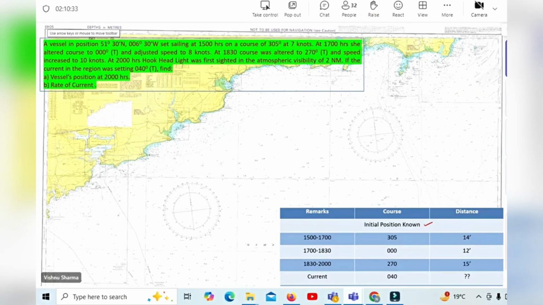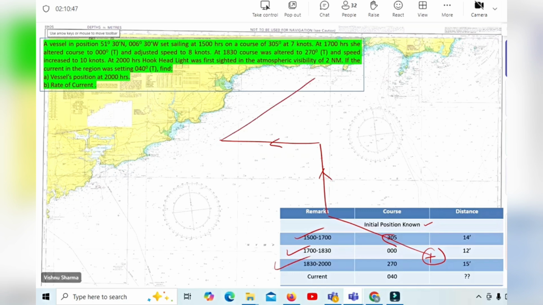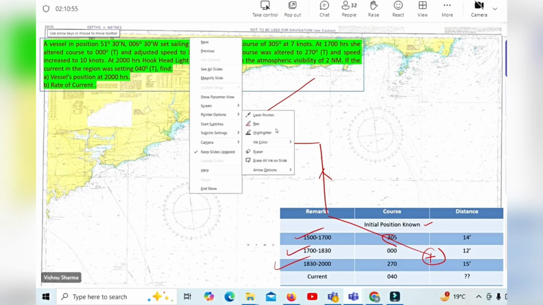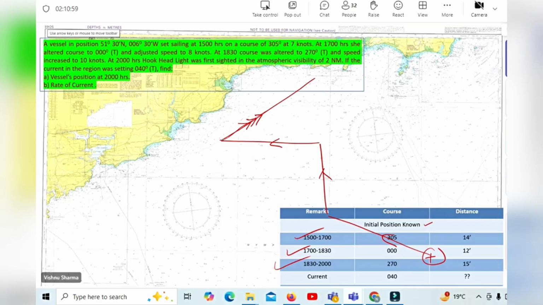Guys, what I'm saying is the ship was somewhere here. We plotted the first stretch. Then we plotted the second stretch. Then we plotted the third stretch. Then we plotted the set of the current. Now, does everybody agree that vessel will be on this line? Let me change the color. Does everybody agree that the vessel will be at 2000 hours on this green line somewhere? Yes or no?